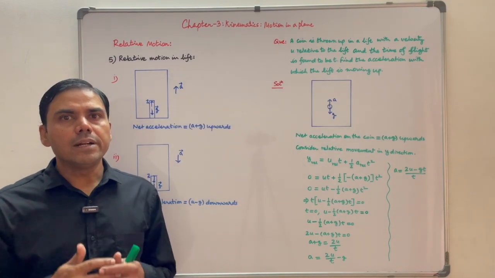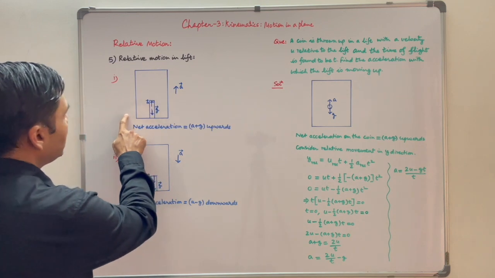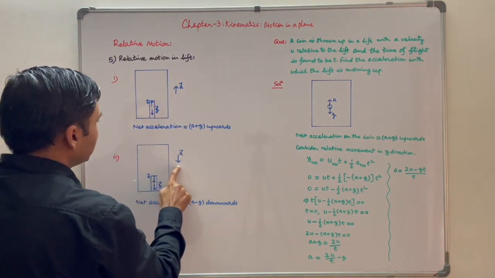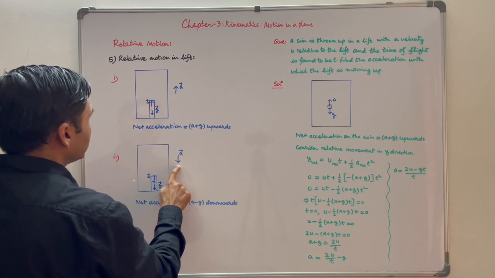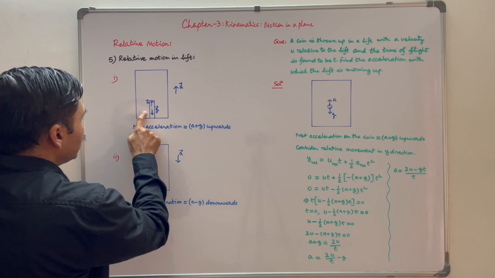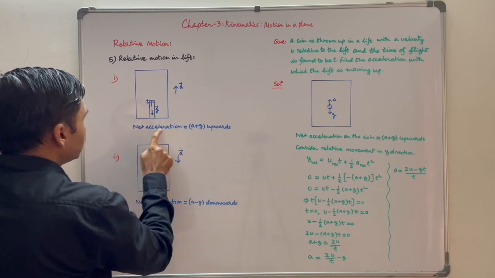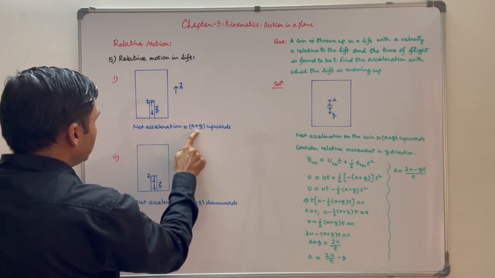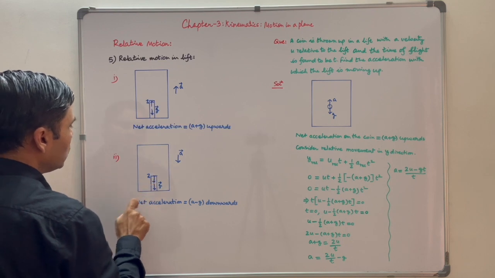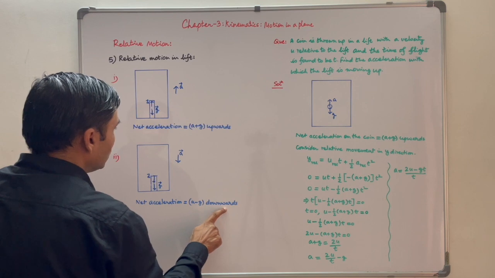Now let us see relative motion in a lift. We will consider two cases. Case 1, when the lift is accelerating upwards, and case 2, when the lift is accelerating downwards with constant acceleration a. In case 1, a person who is standing in the lift experiences a upwards and g downwards. So the net acceleration upwards will be a plus g. In case 2, the person experiences both the accelerations downwards. So the net acceleration will be equal to g minus a downwards.